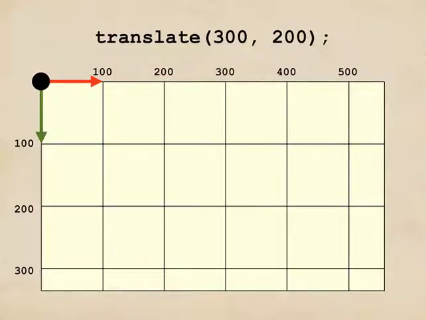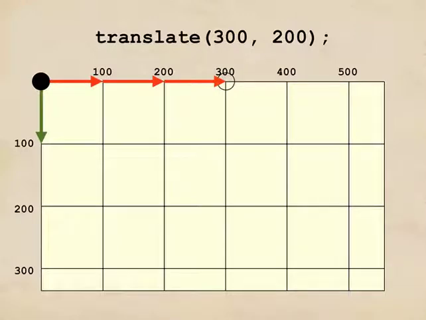Well, this tells us to move 300 units to the right in x and 200 units down in y. So let's take those two steps one at a time. Take a look at the big black dot in the upper left. That's our origin. We want to move that 300 pixels to the right. So first we move 100 pixels, now we move another 100 pixels, and now we move another 100 pixels. Now we're 300 pixels over.